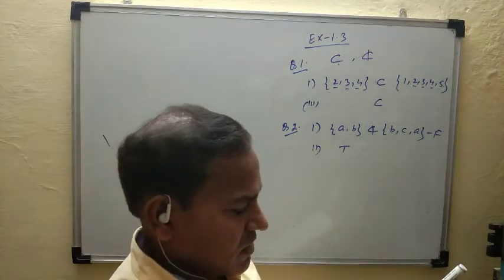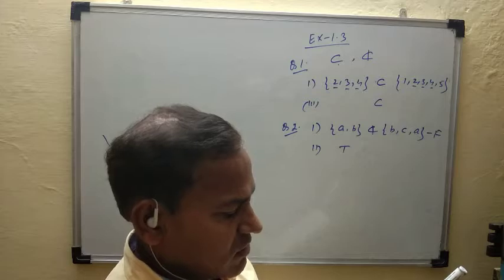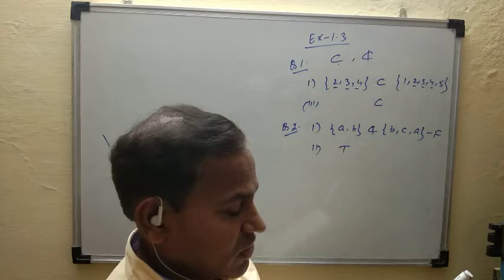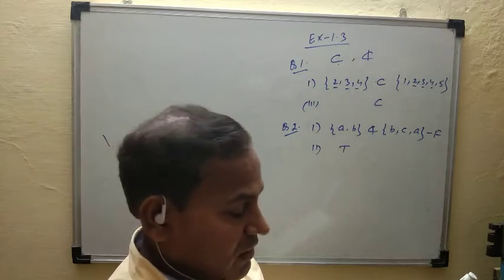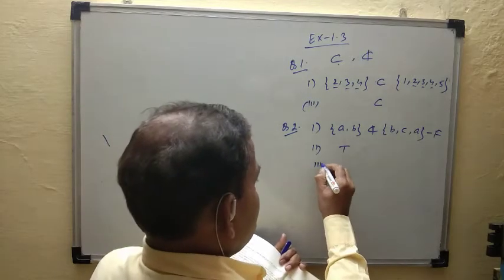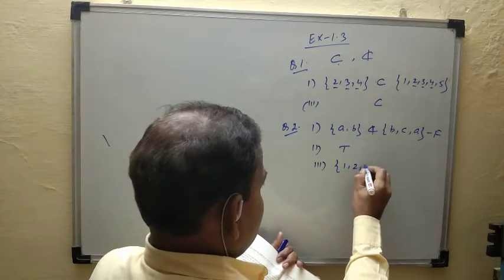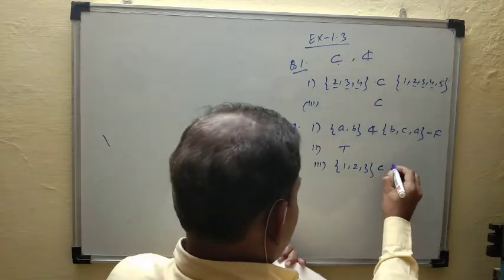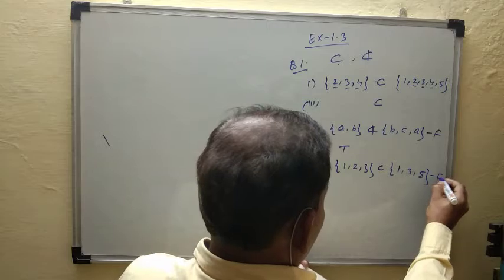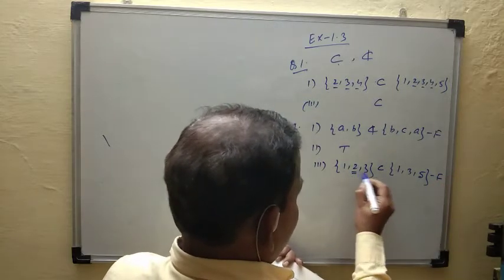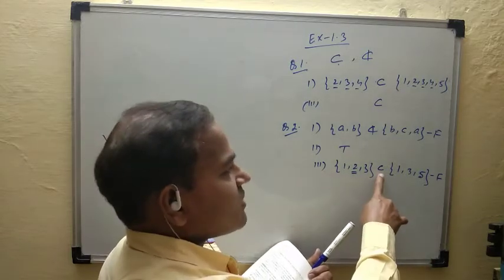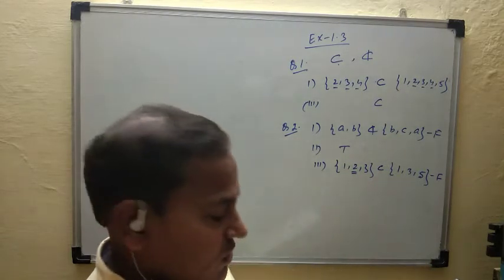Third, {1, 2, 3} and {1, 3, 5} not a subset. So third is false because 2 does not belong in the right side set. So it is not a subset, but here it is given as subset. So it is a false statement.